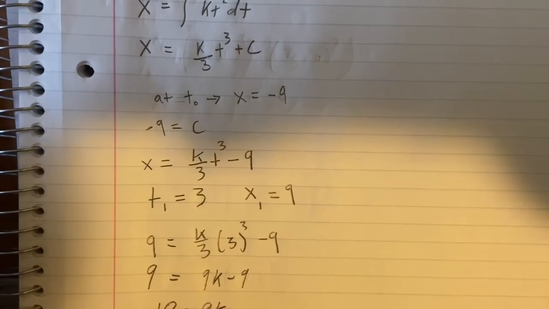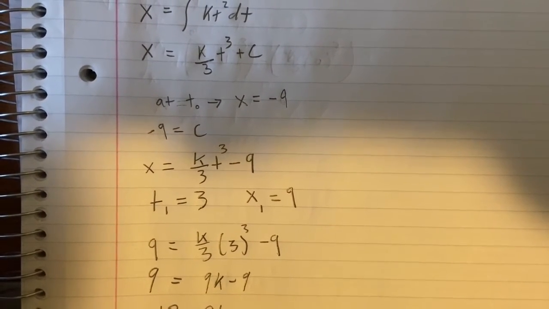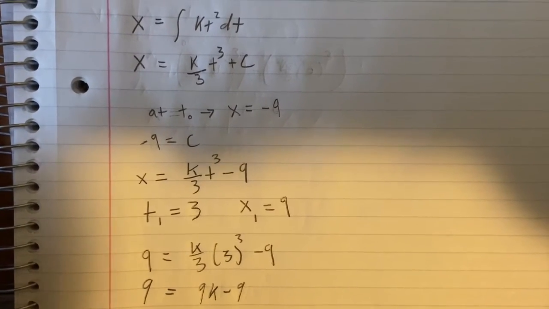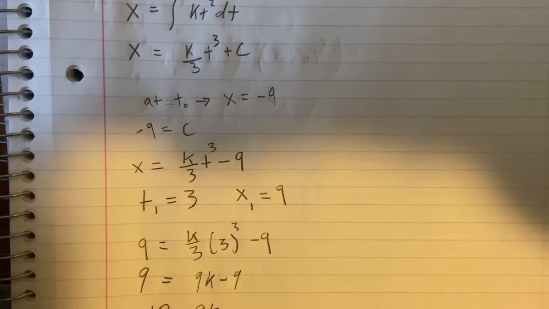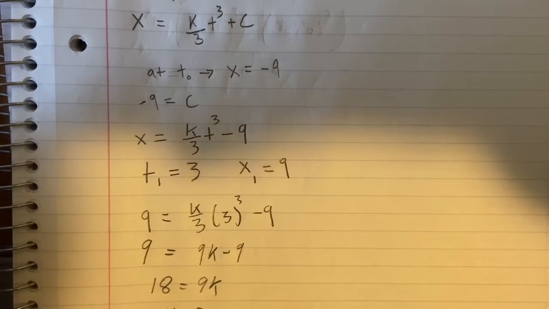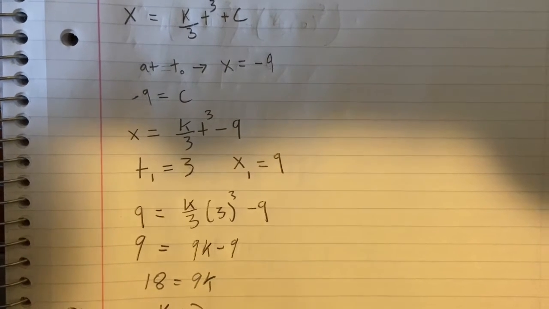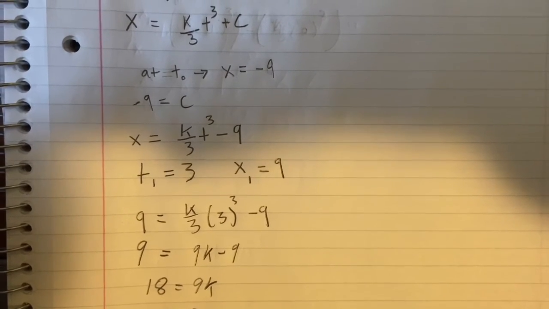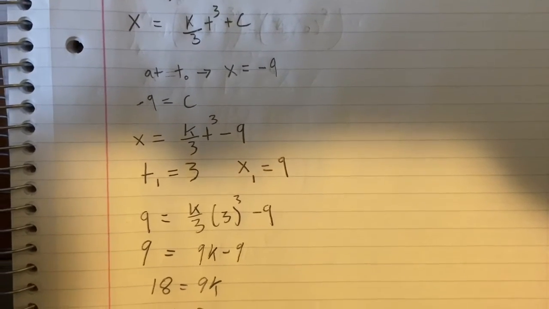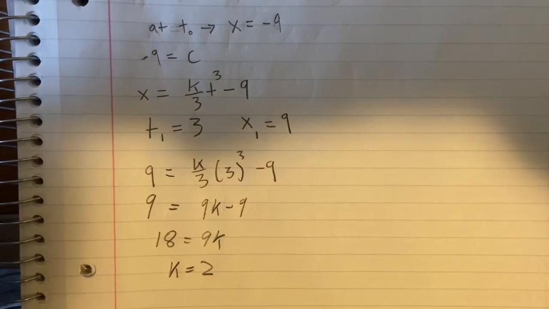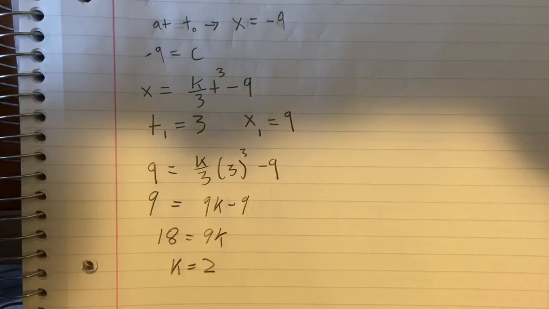So now once we have the c value, like we did earlier, we can plug in 3 and 9 for t1 and x1, and we're going to get 9 equals k over 3 cubed, and that's just plugging in that 3 value into the t variable. And after a little bit of simplification, we find that the constant is equal to 2.